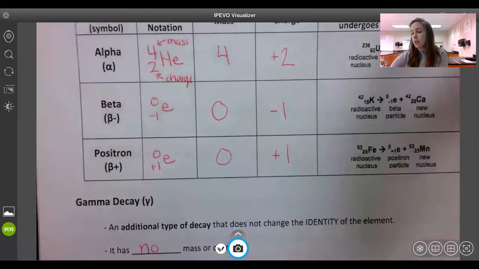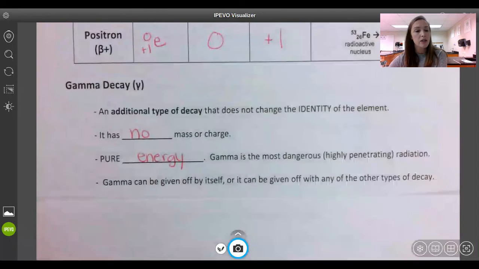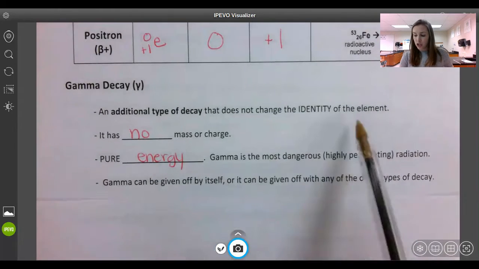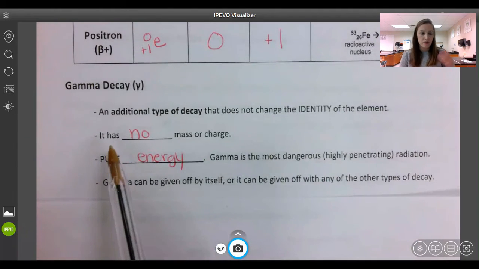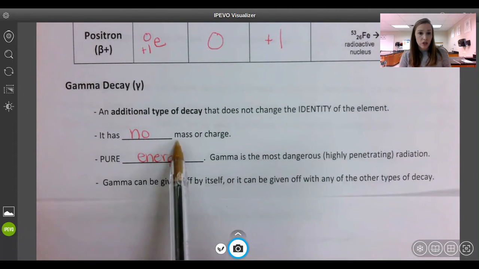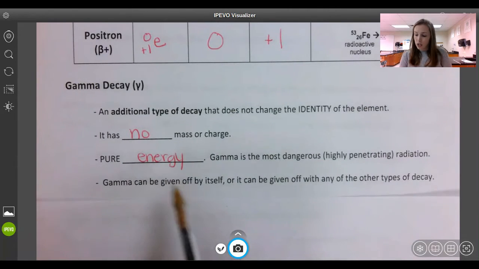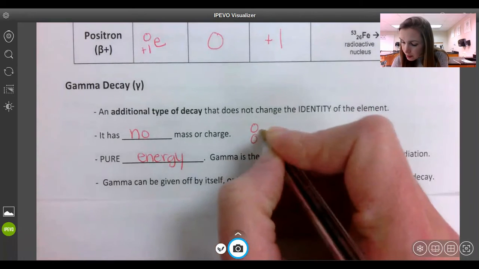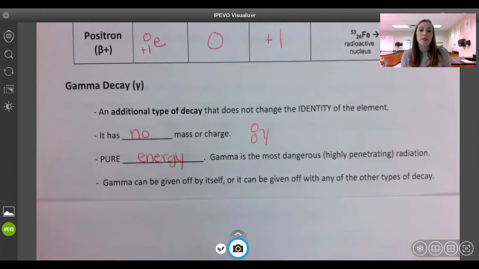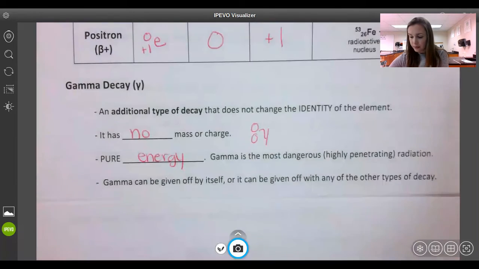The other type of radiation can be gamma decay or gamma radiation. This does not change the identity of the element, though, so it can be given off in terms of energy, but it doesn't actually change what the element is, so it doesn't force it alone to undergo transmutation. It has no mass or charge at all, and it's pure energy. So you'll see the notation on table O is this, 0/0, so no mass and no charge. It's the most dangerous, highly penetrating radiation, so it can cause the most damage to cells.